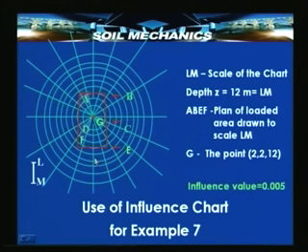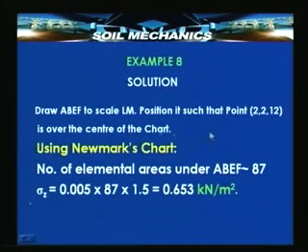So, we draw this rectangle to the scale LM, that is shown here, LM being taken equal to the depth of 12 meters, and then we draw this rectangle and superimpose over the chart and count the number of squares, and then we get the solution as, using Newmark's chart, 87 elemental areas multiplied by the influence coefficient value of one area, that is 0.005, into the load 1.5, that is 0.653 kilonewton per meter square.